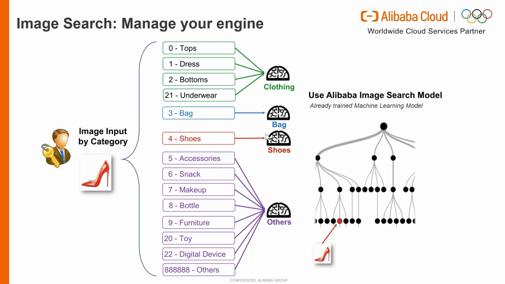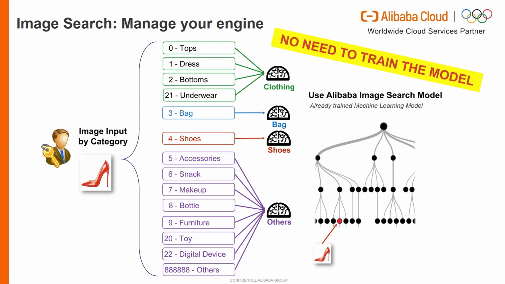Let's come back to the daily life of an administrator of image search. The first thing to understand is that you don't need to train the model. Image search is a SaaS solution, which means the model has already been trained by Alibaba and delivered inside the product. You can consider the model as a tree, and you can add more leaves, which means the product or product images, into the model, but you cannot change the model structure.